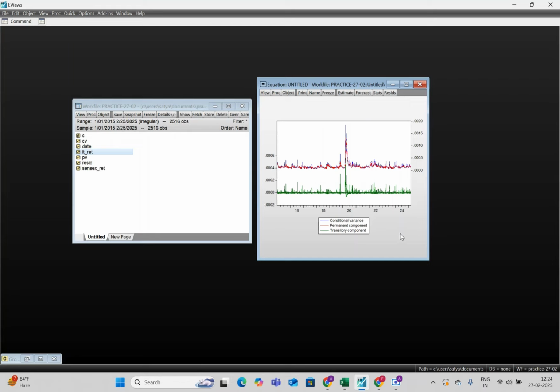So we can do a more detailed analysis of this. However, here we end our analysis of GARCH and EGARCH. And in the next video, we will do the Markov regime switching model.